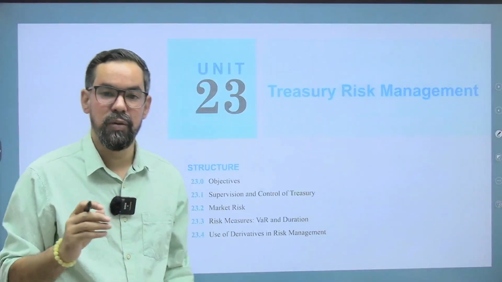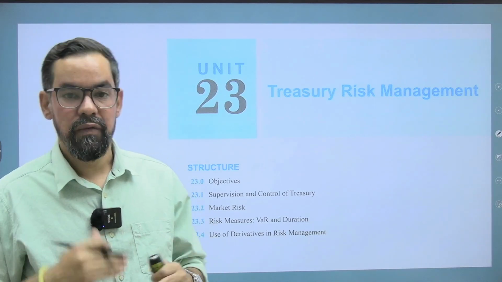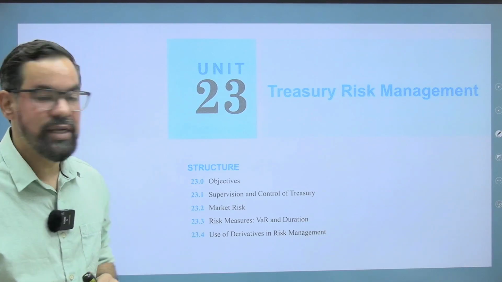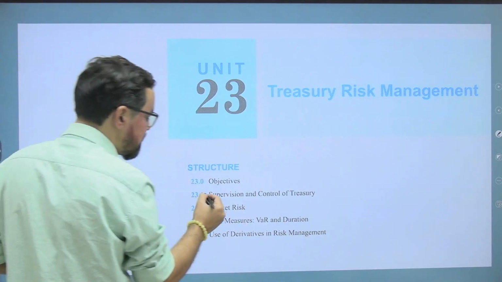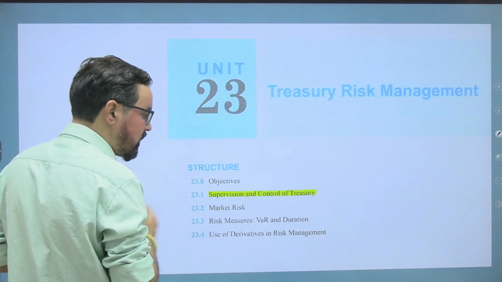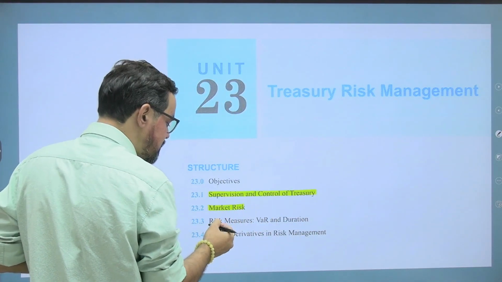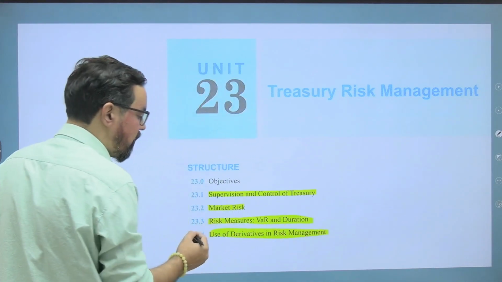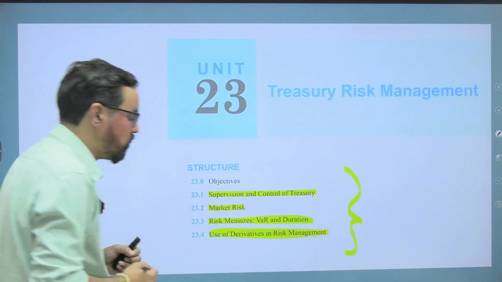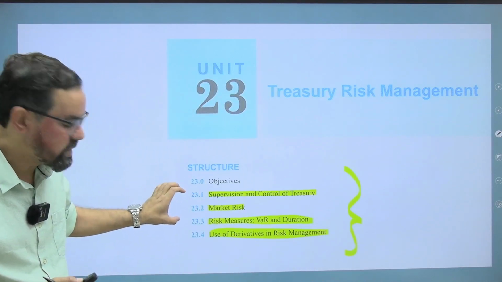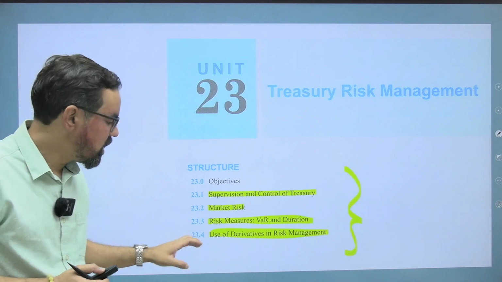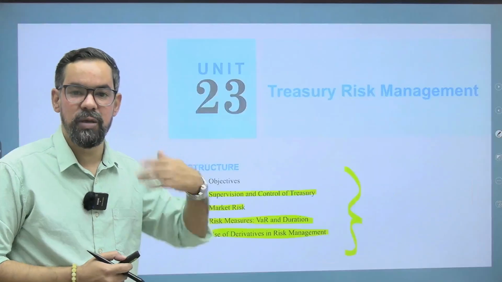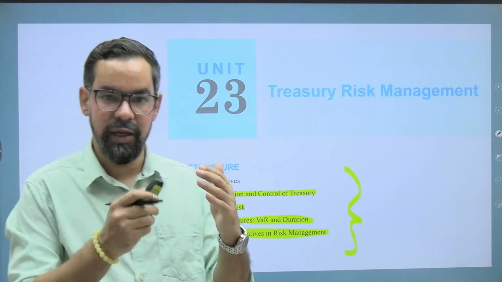With the help of a number of MCQs and application based questions, we are going to discuss this unit in detail, right? If you talk about treasury risk management, these are the subtopics which are generally part of it: supervision and control of treasury, market risk, risk measure, VaR and duration, and using derivatives in risk management. We will be practicing maximum questions around the first three subtopics, because derivative is the next topic itself, where we will be practicing a lot of questions dedicated to derivatives.